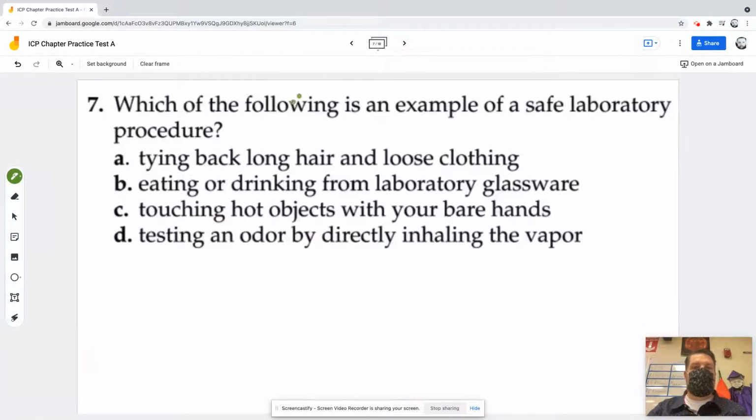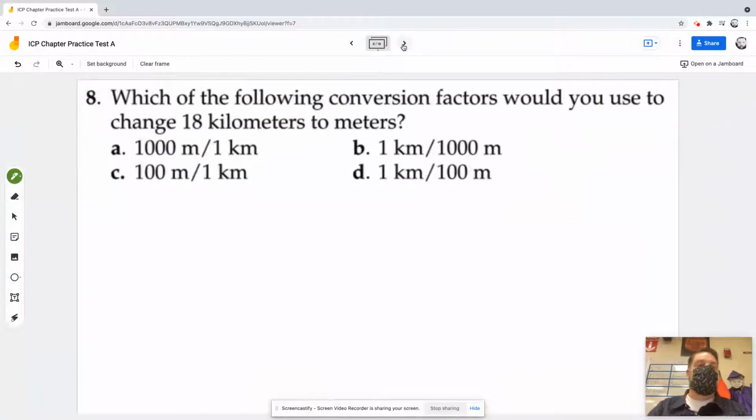Question number 7. It says, which of the following is an example of a safe laboratory procedure? Eating and drinking in the lab? No. Which one? Touching hot objects? I think some of these answers are fairly easy too, right? A. Yeah, it's definitely A, right? Testing an odor by inhaling it? No, never smell anything.